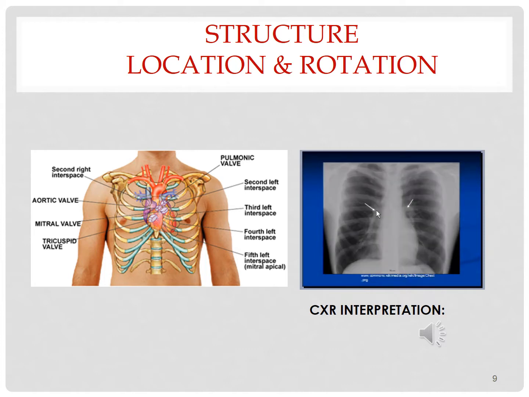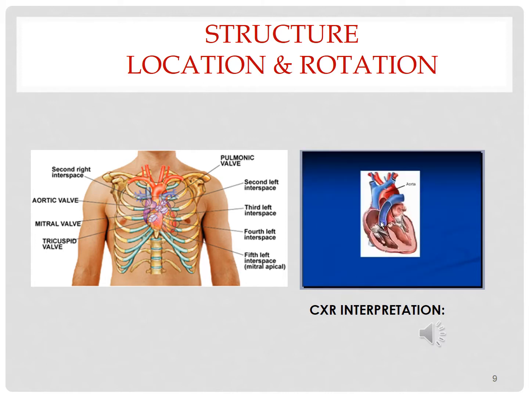These are branches of the right pulmonary artery and left pulmonary artery, which are visible here. So this is the main pulmonary artery, the left pulmonary artery, and the right pulmonary artery is going to the right lung from here.